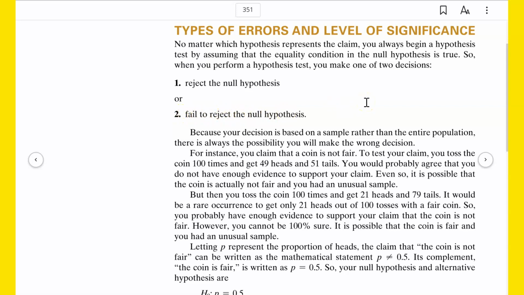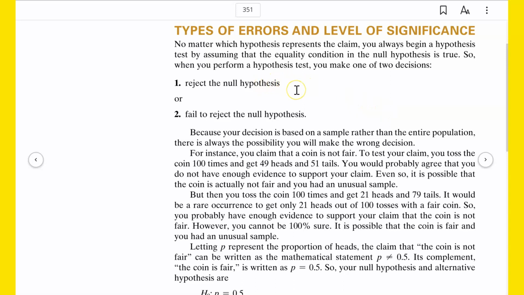So it's like you are reserving judgment. You are postponing the full judgment yet. You're just saying, I'm not accepting it, but I'm also not going to reject it. So it's either reject or don't reject. There is no accept. Okay?